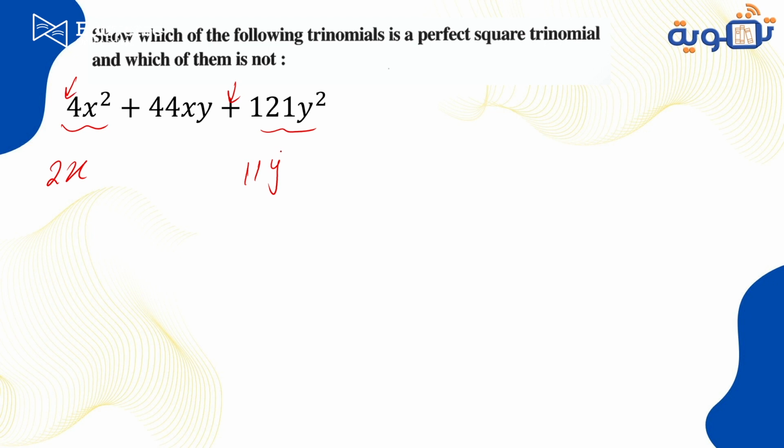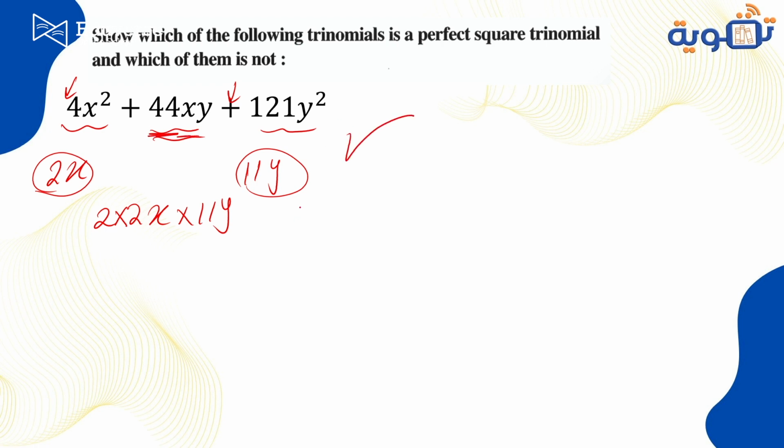Yes, they are positive. To check the one in the middle here, I will multiply 2 by the square root of the first, multiply by the square root of the third. 2 multiply 2 equals 4, multiply 11, it will be 44xy. So yes, it's a perfect square. Let's check another one.